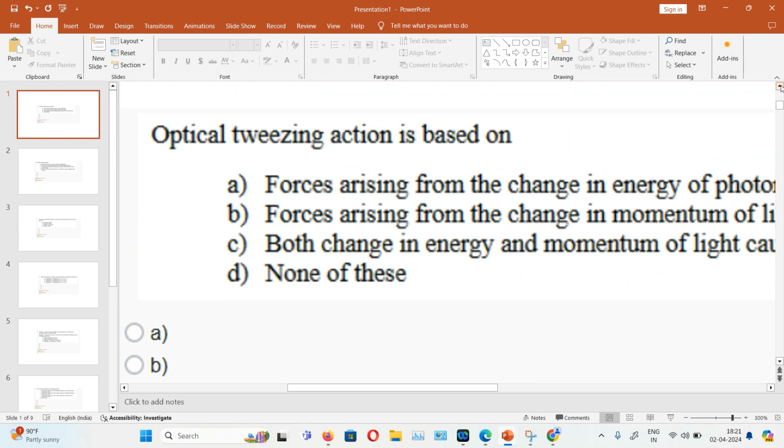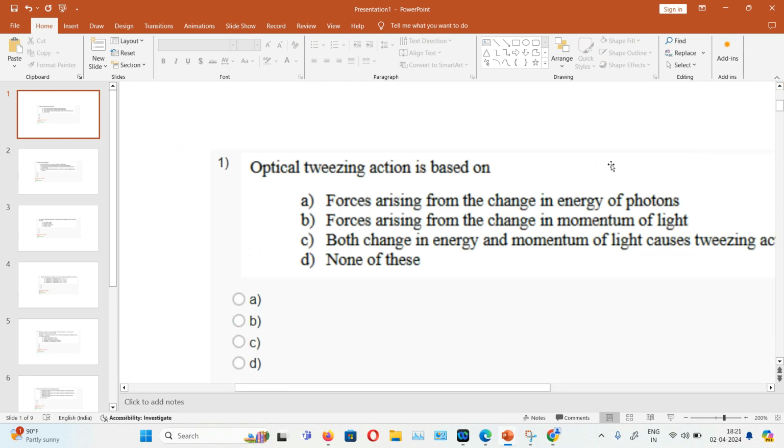Optical teasing action is based on: forces arising from the change in energy of the photons; forces arising from the change in the momentum of light; both change in energy and momentum of light cause teasing action; none of these. So the first question is, optical teasing action is based on which of these options. And we will see how to find out the answer to this question.